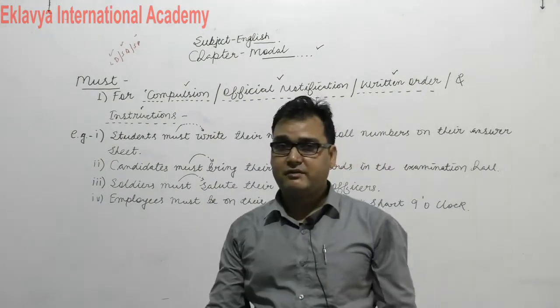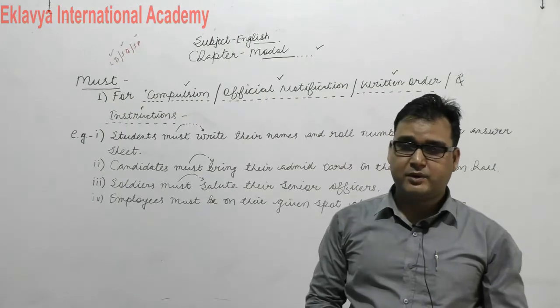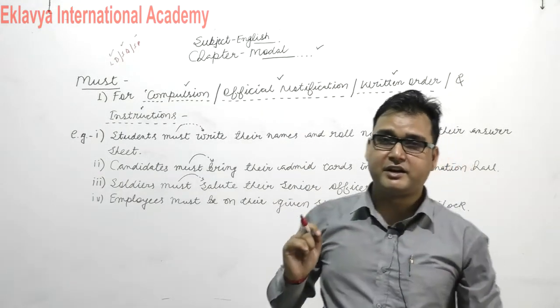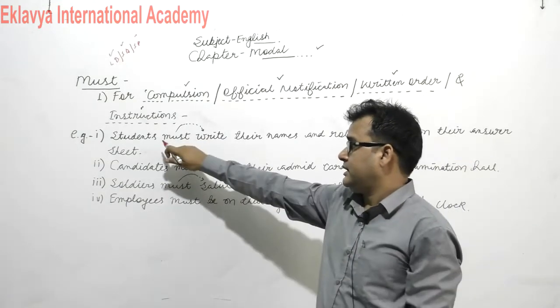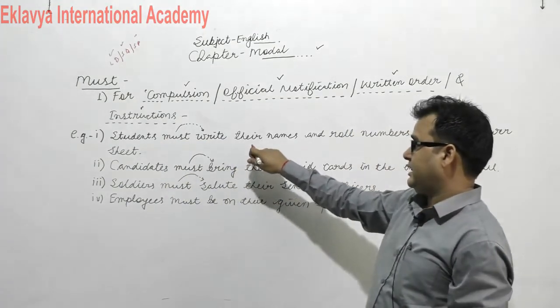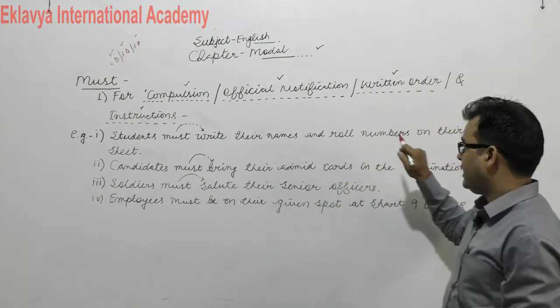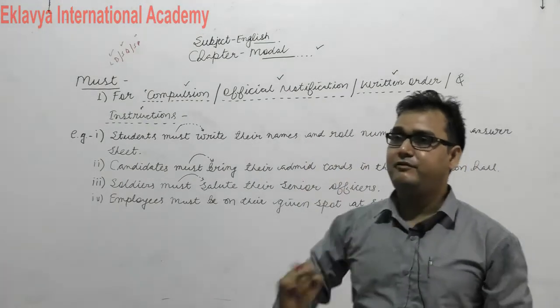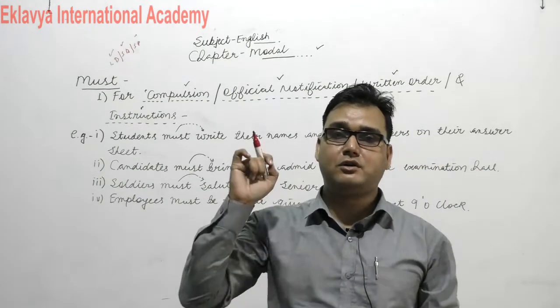Example number 1. Okay, we'll prove these points in these examples one by one, students. Try to understand these points very carefully. It's a matter of must. Students must write their names and roll numbers on their answer sheet. This point you may easily find on the front page of your question paper.